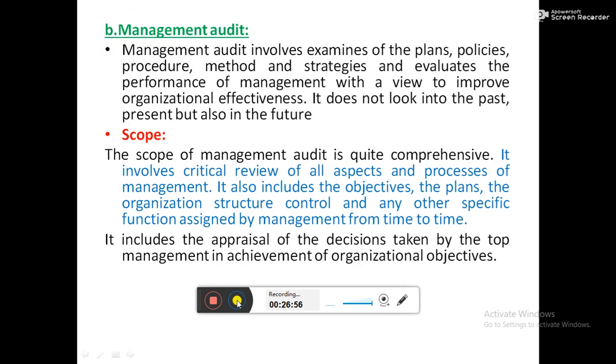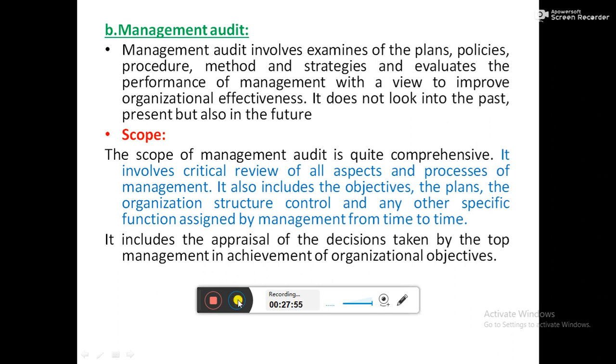Now, let me take up the second type, that is management audit. Management audit involves examination of the plans, policies, procedures, methods and strategies, and evaluates the performance of management with a view to improve organizational effectiveness. It does not only look into the past and present, but also into the future. In simple terms, management audit means auditing of the plans, policies, procedures, methods and strategies of an organization in order to evaluate the performance of the management with an intention to see the organizational effectiveness.